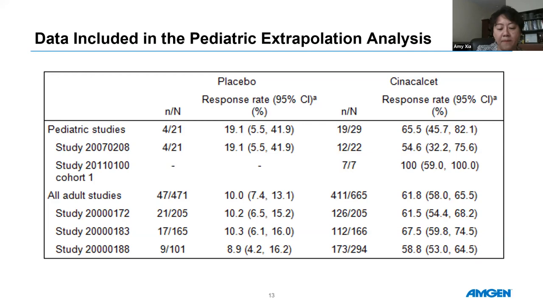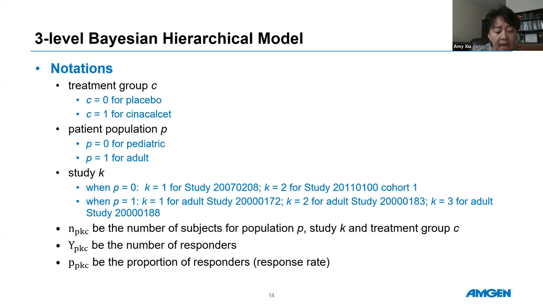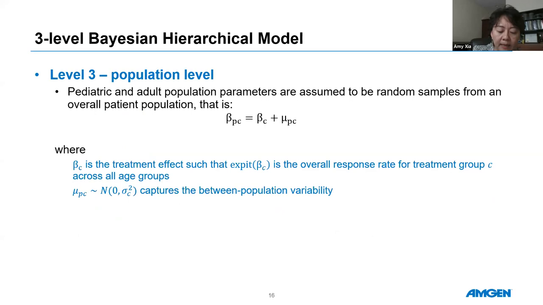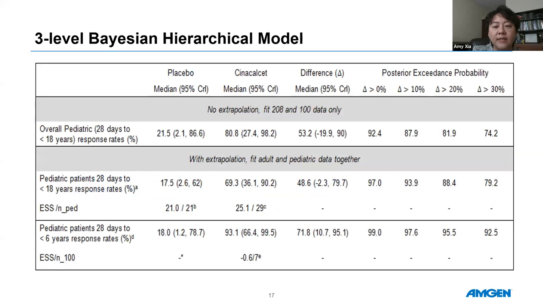So the next slides actually describe the details of the three-level Bayesian hierarchical logistic regression model. The model is actually pretty straightforward. In the interest of time, I won't go through the details, but I will share my slides so you can look at these details if interested.